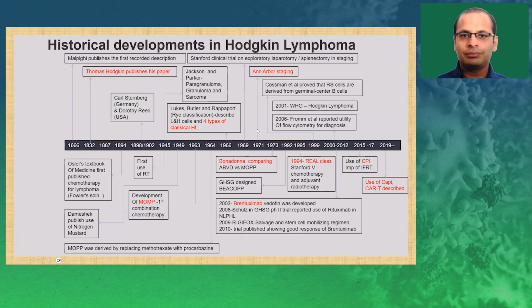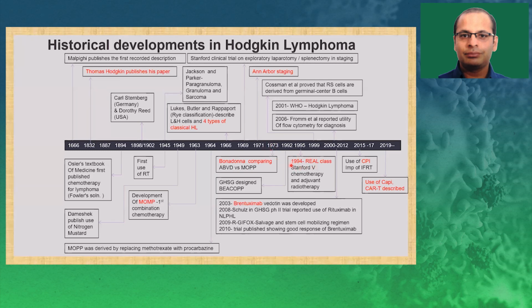The history of Hodgkin lymphoma dates back to almost the 17th century, when the first paper on this was described. Then modern science begins with Thomas Hodgkin's paper in 1832. There have been multiple advances during the course of history. The first combination chemotherapy was given in the 1960s. In 1964-65, four types of classical Hodgkin lymphoma were described by Lukes and Butler in the Rye classification. Then the gold standard ABVD, which remains the gold standard even today, was given in a randomized trial versus MOP chemotherapy in 1973.